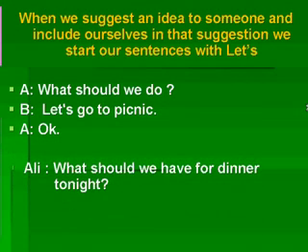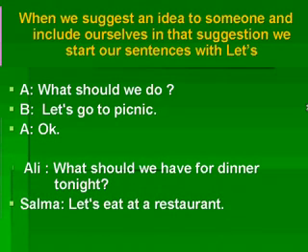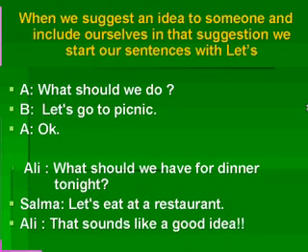Now we look at another example. Ali, what should we do? What should we have for dinner tonight? Salma, let's eat at a restaurant. Ali, that sounds like a good idea. Now in this example you can see that Ali is asking for a suggestion of what to have for dinner, and Salma suggests let's eat at a restaurant. Salma suggests that Ali and Salma, both of them, should eat at a restaurant, and Ali says that sounds like a good idea.